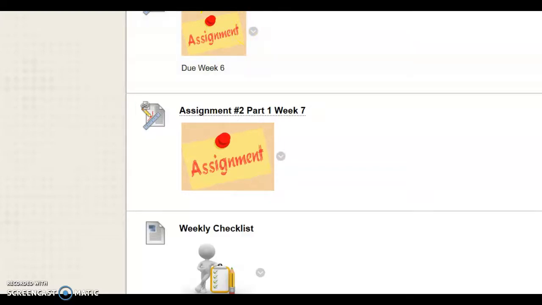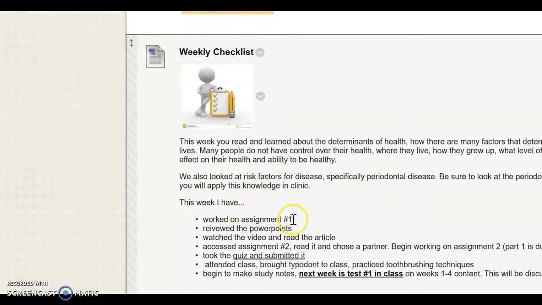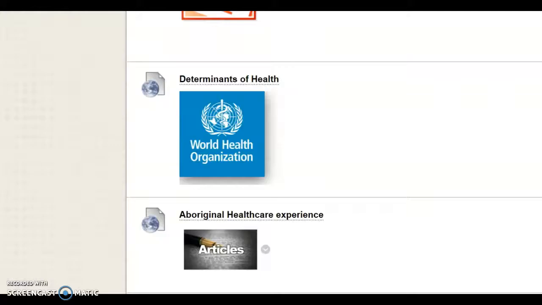The weekly checklist here is worked on assignment 1, reviewed the PowerPoints, watched the video and read the article, accessed assignment 2, picked a partner or began working on it. There'll be a quiz this week. Again, Thursday is when the quiz opens. Attended class, bring your typodonts to class this week, so we're going to practice toothbrushing techniques. And start to make study notes because we have our first test next week on weeks 1 to 4. And I'll discuss that in class this week as to what to expect.